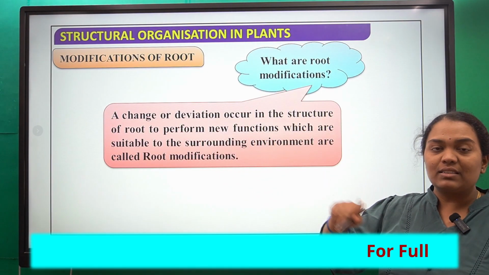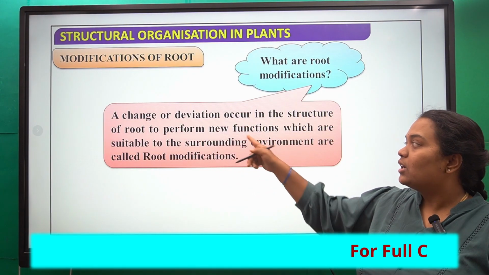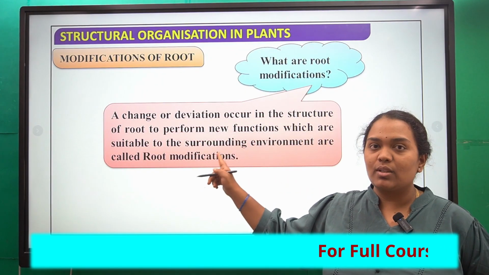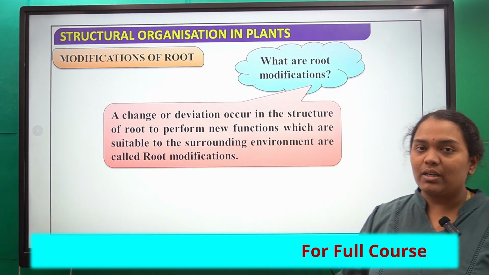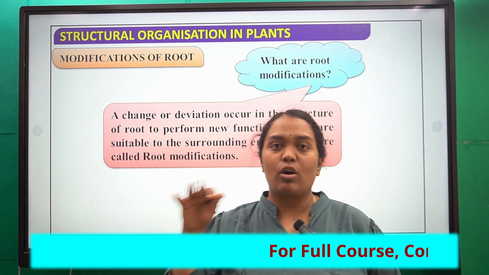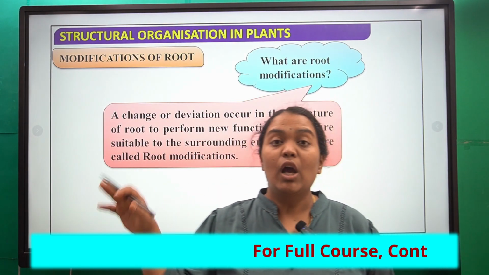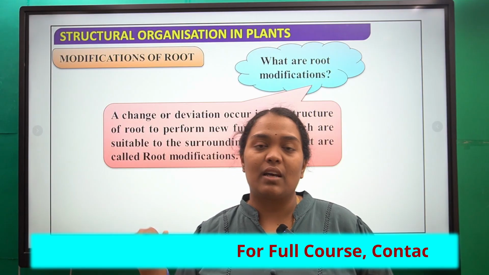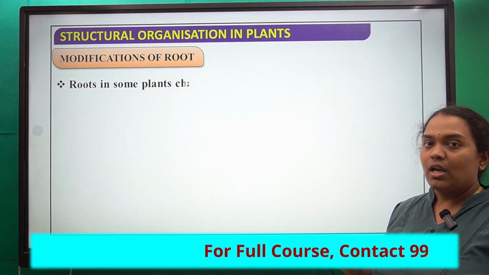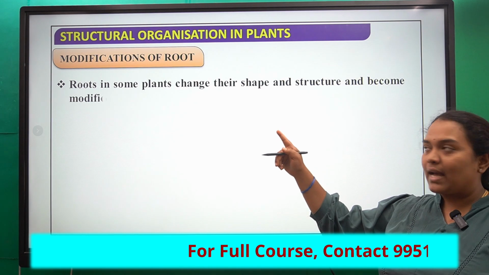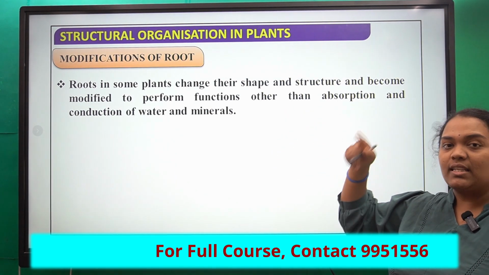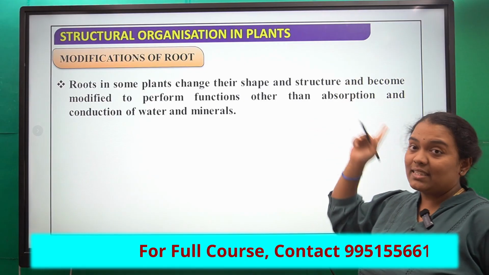Why do we have this change in their root structure? To perform new functions suitable to the surrounding environment, which is called root modification. So in the environment in which they are living, to adapt to those surroundings, they undergo some sort of modifications. You can see roots in some plants change their shape.